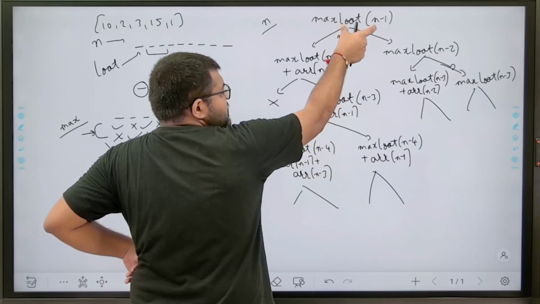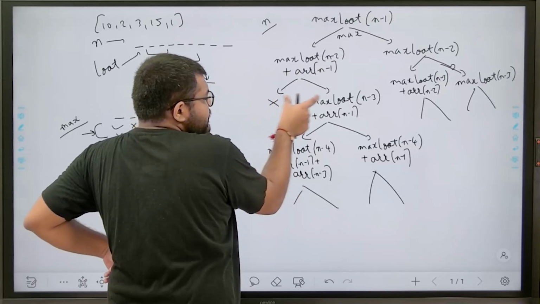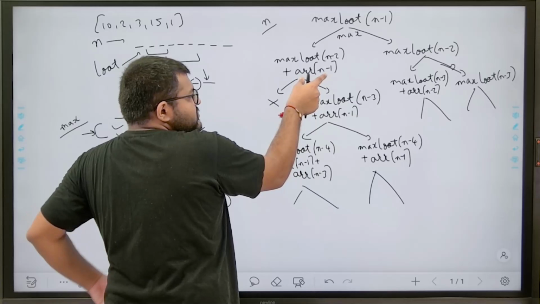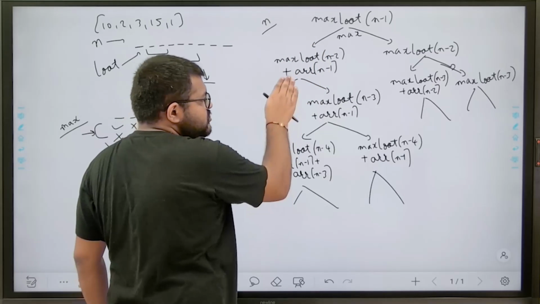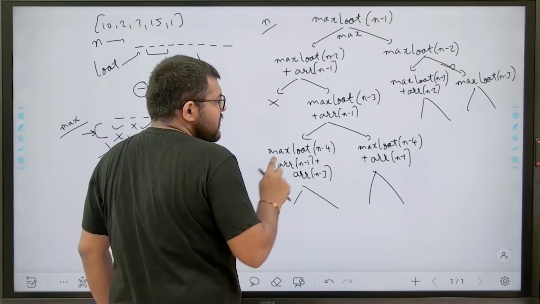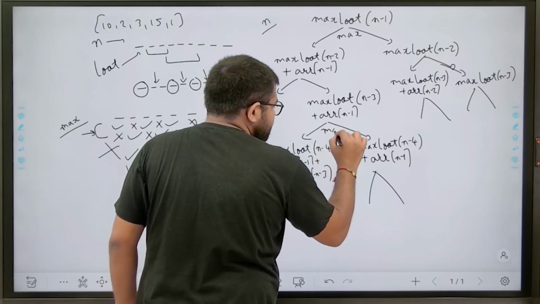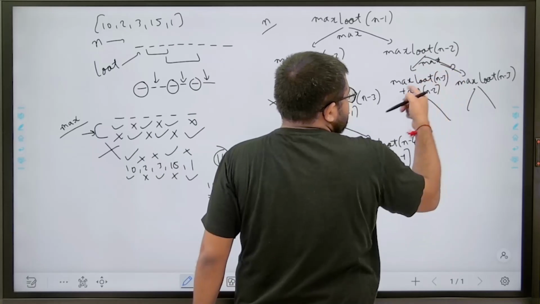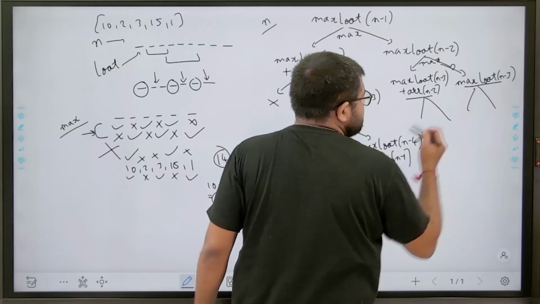So either we consider that element or we do not consider it. For this, the answer would be max of this or this, but this is not possible, because if I have considered the house at index n minus 1, I cannot consider the house at index n minus 2. So this will be equal to this. The value of this would be max of this and this. The value of this would be max of this and this. Either consider the house at index n minus 2 or do not consider it.